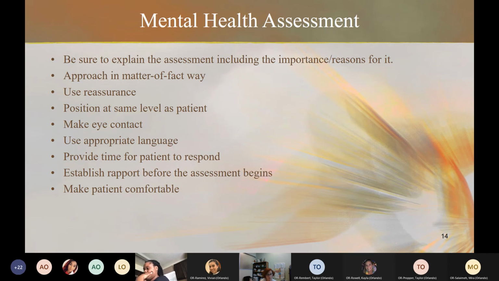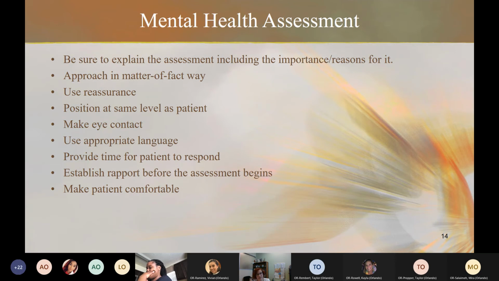I'm sure. Remember, because of the slowness sometimes of the ability to think and get their thoughts together, we may tend to want to rush them when we are talking with them and assessing them, but be sure we give them plenty of time to respond to our questions, right? Of course, we always establish rapport before we even begin an assessment. That's true in nursing in general. We always establish that rapport with each other. And of course, we want to make them comfortable.